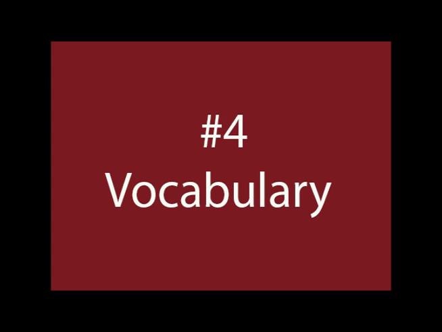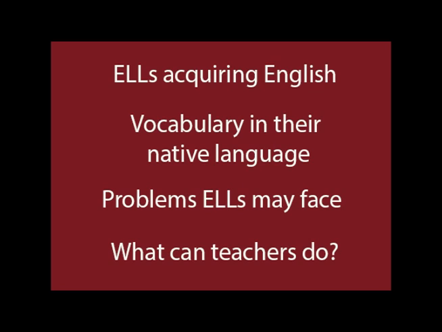The 4th big idea is vocabulary. ELLs, by definition, are in the process of acquiring English and do not have English vocabularies equal to their English proficient peers. They might, however, have extensive vocabularies in their native language. ELLs can be confused by common words such as prepositions, pronouns, cohesion markers, words with multiple meanings, figurative language such as similes and metaphors, and idioms.